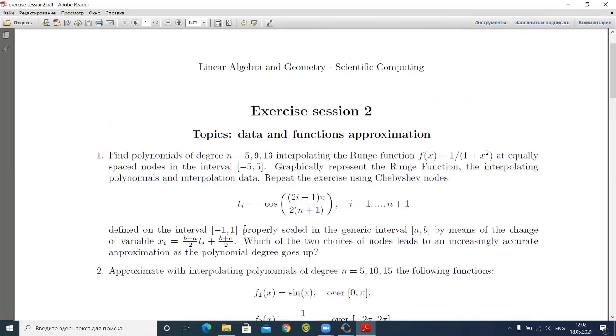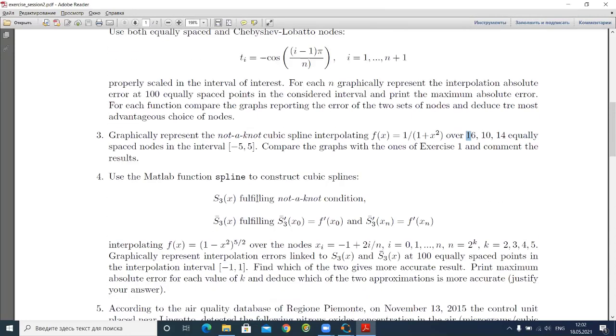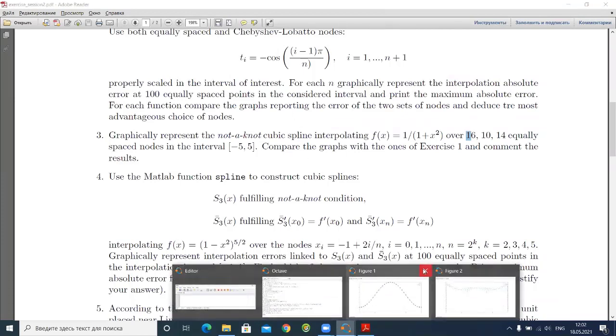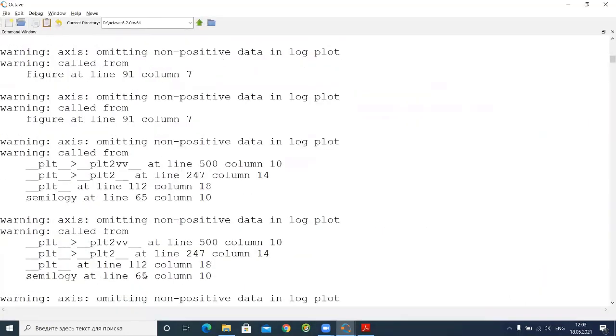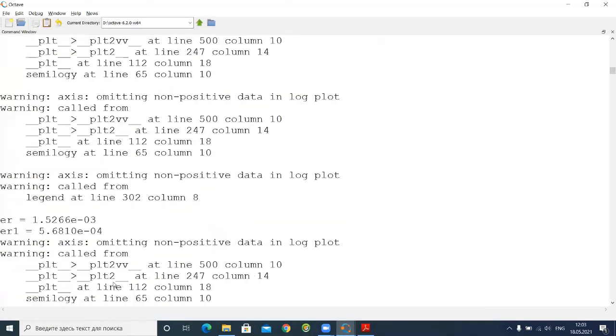So we did the same example in the first exercise. Here we just did this Runge function and polynomial interpolation with equally spaced nodes. Here we will do it with cubic splines. Okay, and then compare these two results. Let's begin.